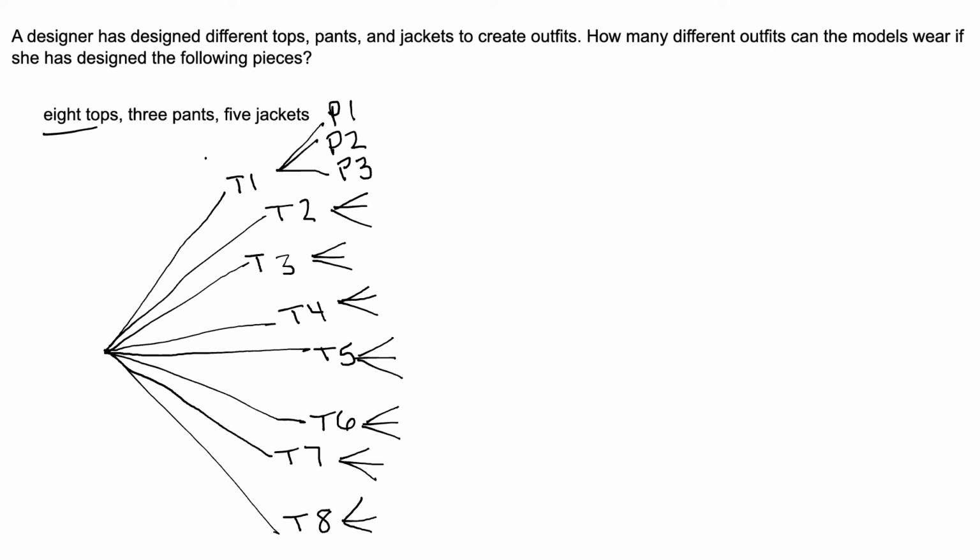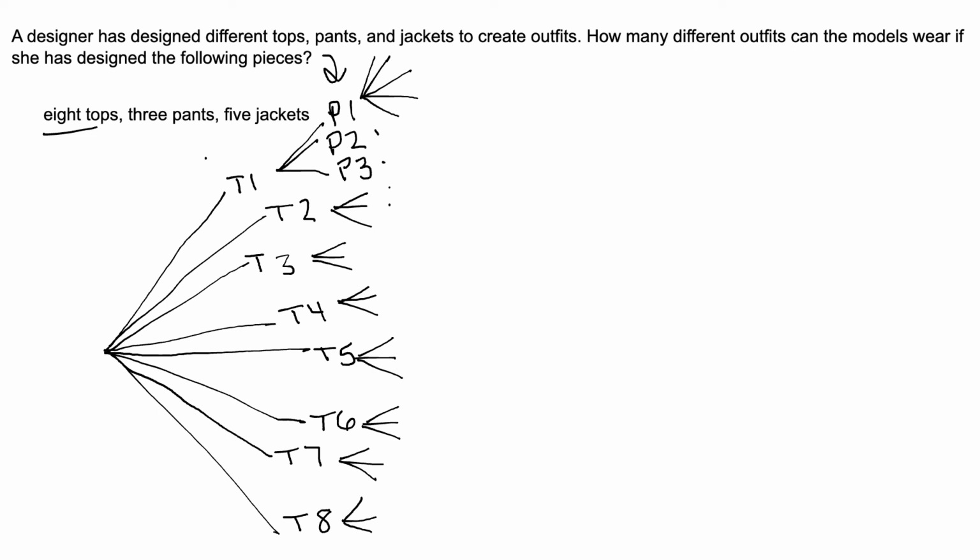So after my pants, then I compare it with a jacket, and I have 5 different jackets. So that means from here, I'm going to have 5 different branches on each of the pants. Now notice that this is my last column, the jackets. So I'm going to have 5 branches here, 5 branches here, 5 branches here, and so on. So that means I'm going to multiply 5 by the number of pants that I wrote down, the number of branches for pants.